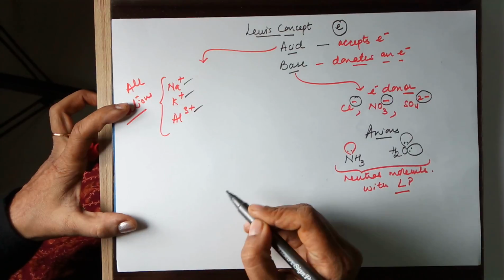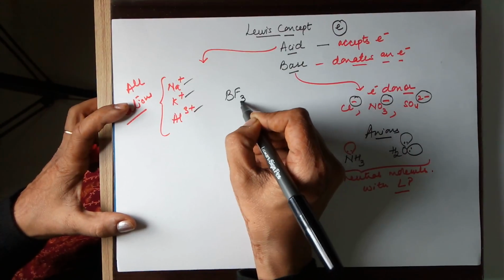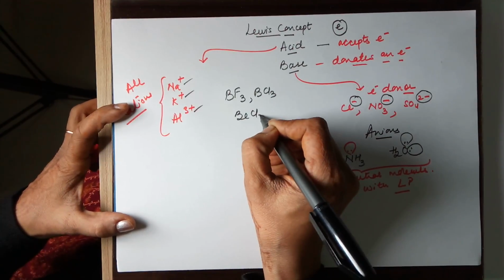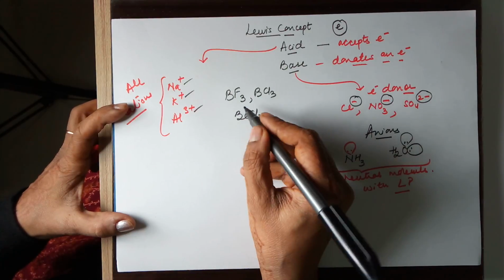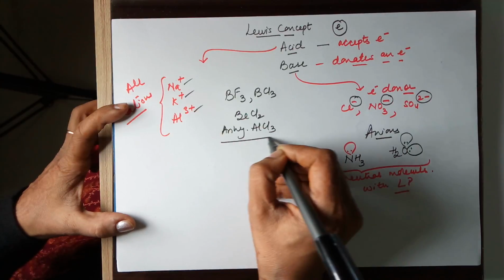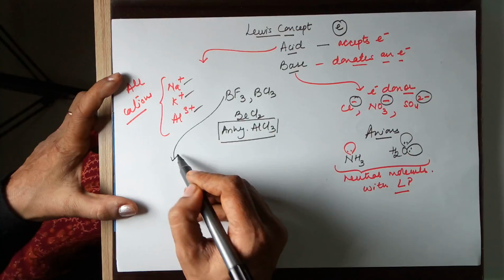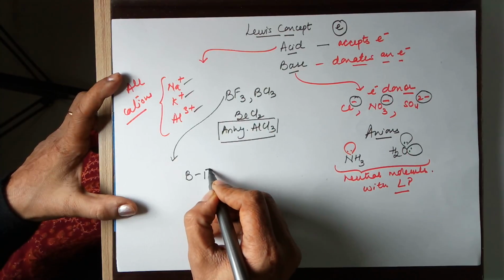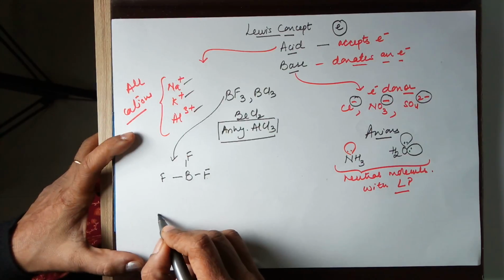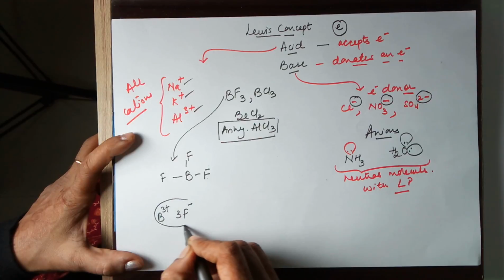There are other identities of the type BF3, BCl3, BeCl2 or anhydrous AlCl3. We'll talk about anhydrous AlCl3 in detail after a while. Presently I am talking about BF3. A BF3 identity is written like this, and you never write BF3 like this.